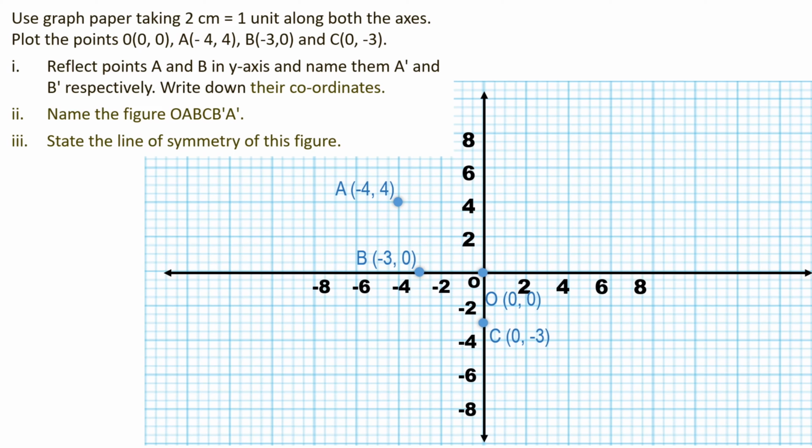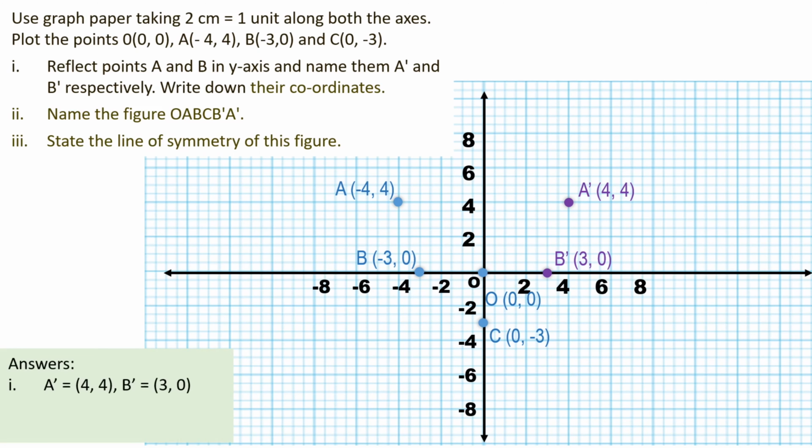Now we need to reflect two points A and B in the y-axis. So reflecting point A in the y-axis gives the image A dash as (4,4) and reflecting the point B in the y-axis gives the image B dash as (3,0). Now the coordinates of the images, as we can see from the graph, A dash is (4,4) and B dash is (3,0).